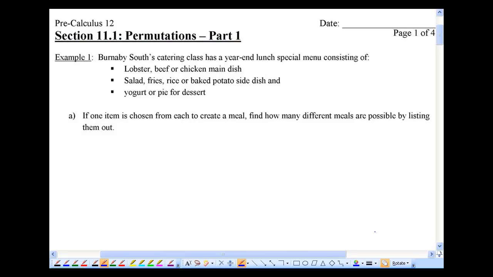This is Pre-Calc 12, section 11.1, and we're going to split this section into two parts. I'm going to call it Permutations Part 1, and then we'll of course have Permutations Part 2. So to get started with this idea of permutations, I want to bring out an example here.